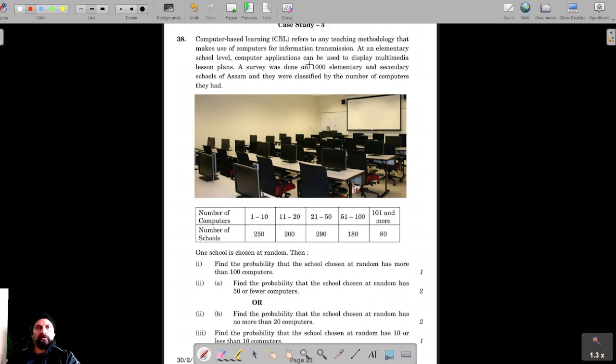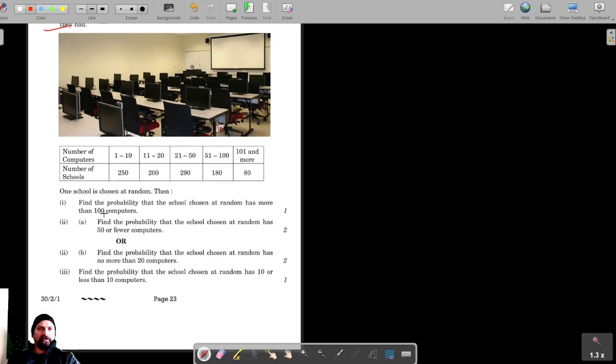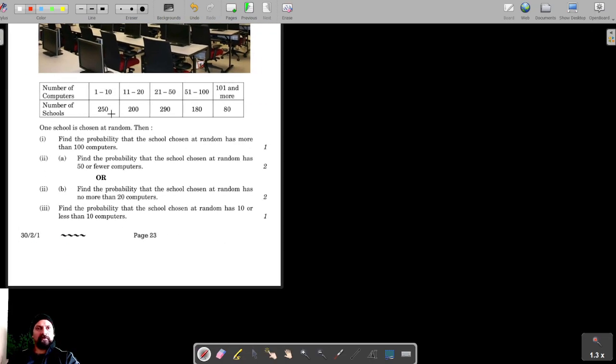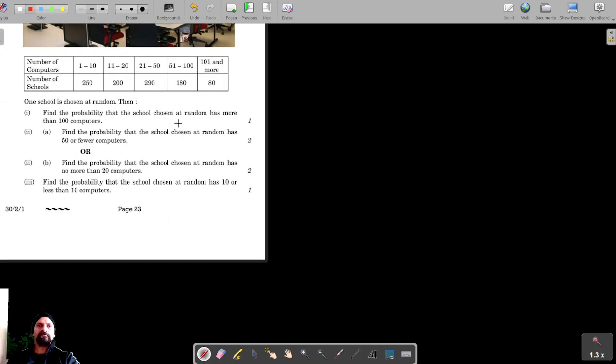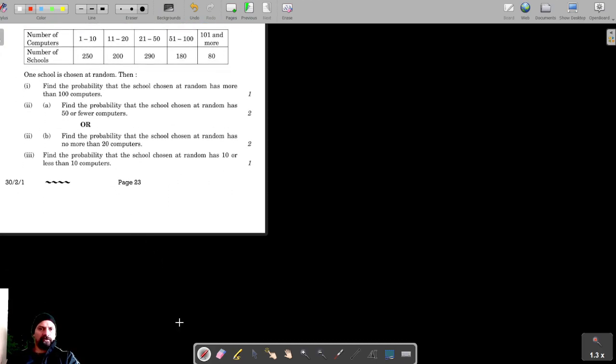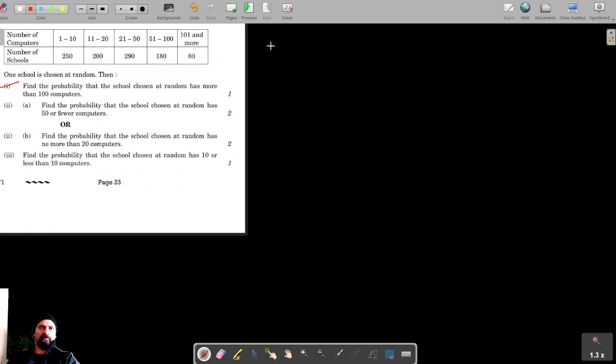The survey was done on 1,000 elementary and secondary schools of Assam, and they were classified with the number of computers they had. So this is the classification of the schools on the basis of number of computers, the number of computers and the number of schools. Now, based on this information, we have to find the probability that the school chosen at random has more than 100 computers.